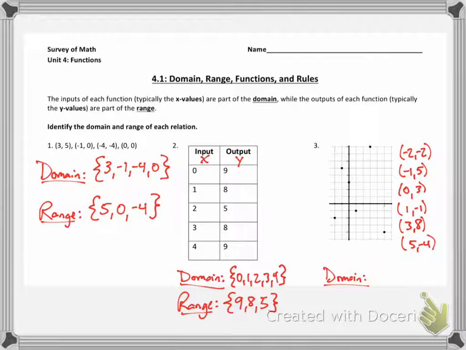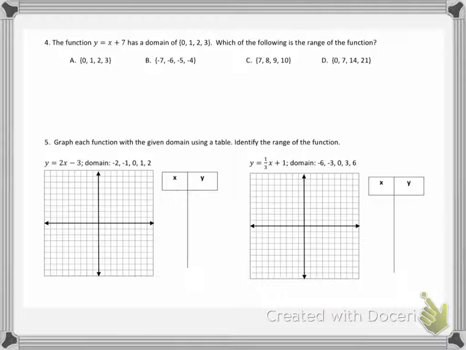So I pull off all those ordered pairs, and that makes it a lot easier to list my domain and range. So again, I'm going to list for my domain all of my x values: -2, -1, 0, 1, 3, 5. For my range, I'm going to list all my y values: -2, 5, 3, -1, 8, and -4. So that's how we can identify domains and ranges. Domain is your x, range is your y.